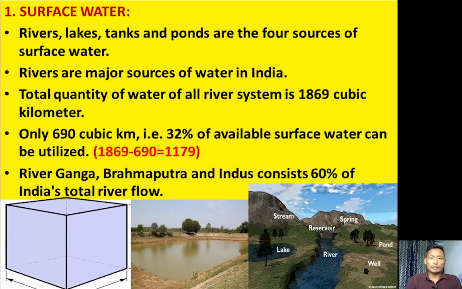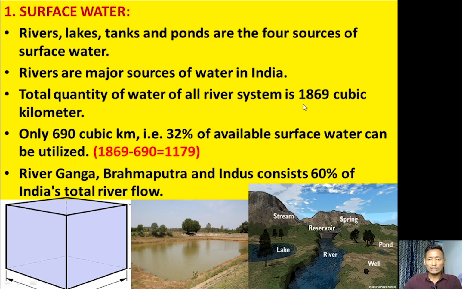Now the total quantity of water of all river systems. River system means a particular river and its tributaries. If we add all the river systems' water and put it in cubic kilometers, this is an example of 1 cubic kilometer.